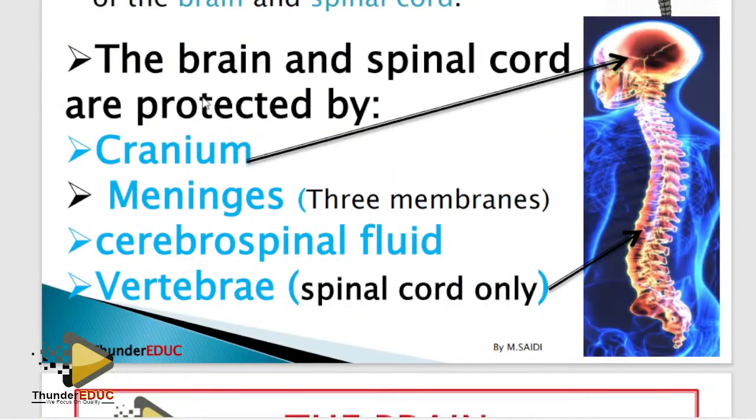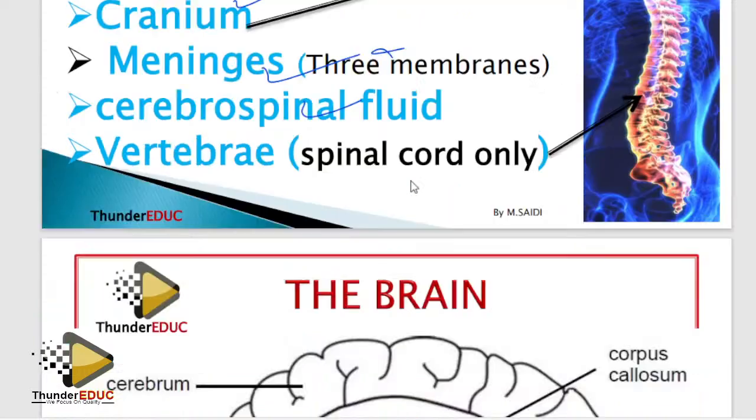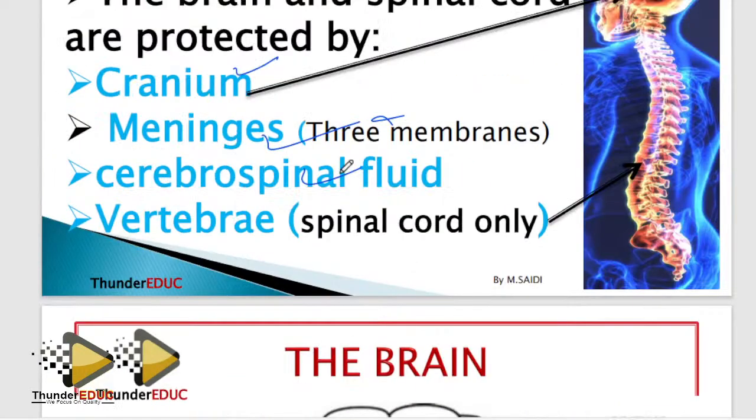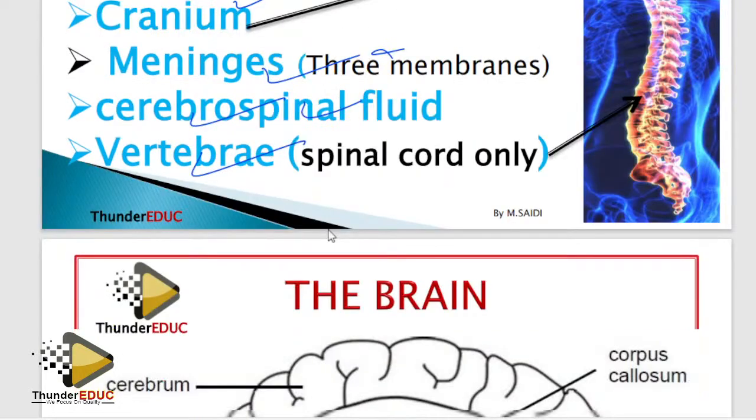How is the brain protected? Cranium, meninges, and then cerebrospinal fluid. There's a difference between a cranium and the skull, so it is better to say cranium and meninges. You don't need to know the names, however much people are talking about the names in the books. And how is the spinal cord protected? It's protected by the cerebrospinal fluid and then the vertebra, or vertebrae.